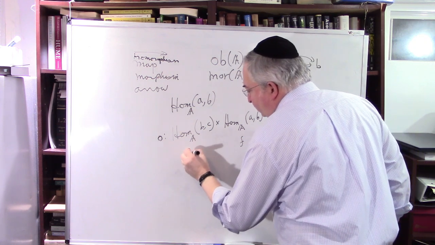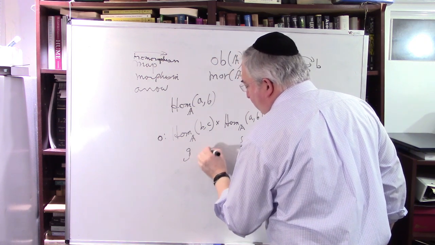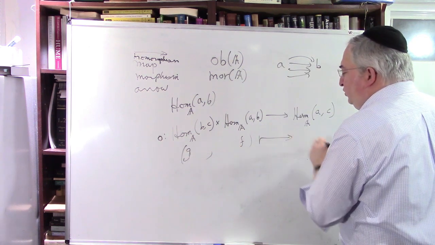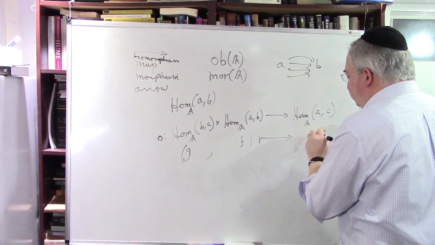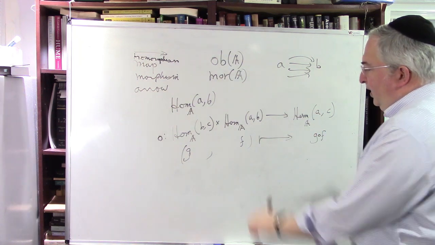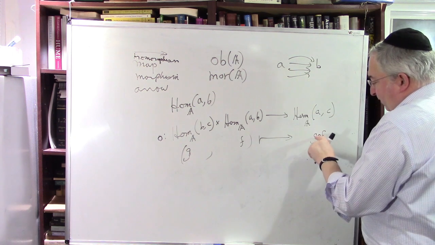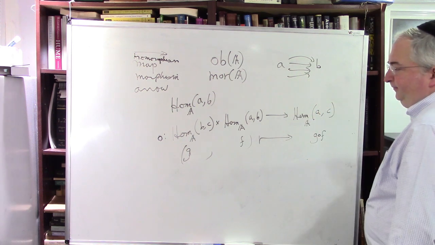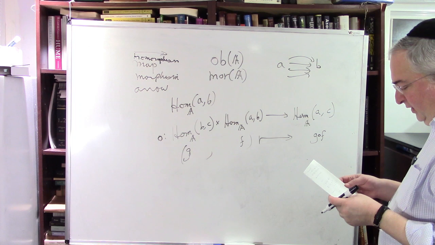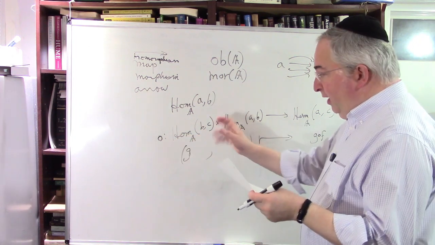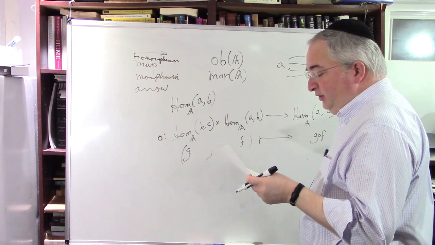Okay, and we can write this like this. Here's F, here's G, here's a pair of them. Okay, and this goes to F composed G. F goes from A to B, G goes from B to C, F composed G goes from A to C. Okay, and that's a little map. And again, this little map has to satisfy a more complicated thing called associativity.